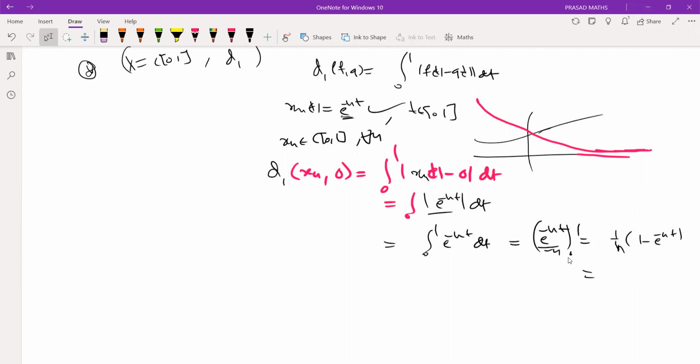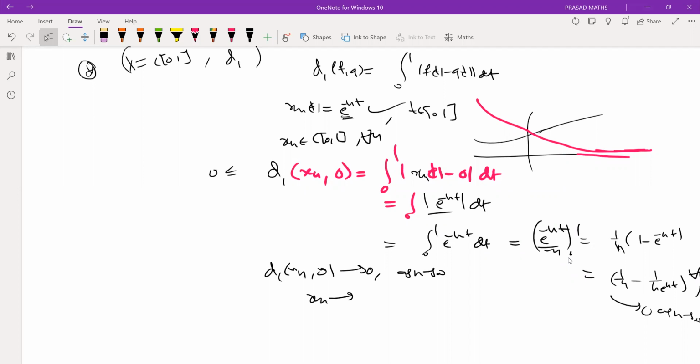That means what is this? This is 1 by n minus e power minus n into e power nt. This is true for every n. So this tends to 0 as n tends to infinity. This is non-negative. Therefore, by the sandwich theorem, the distance between xn and x0 is very small. That means it tends to 0 as n tends to infinity. That means xn tends to 0 with respect to the D1 metric. That means xn converges to 0.